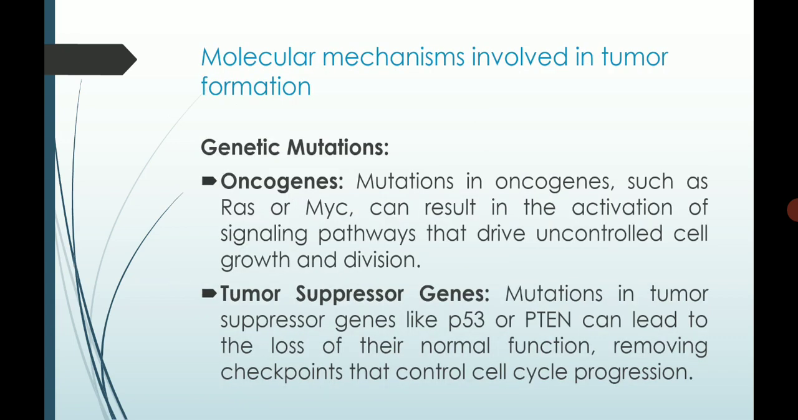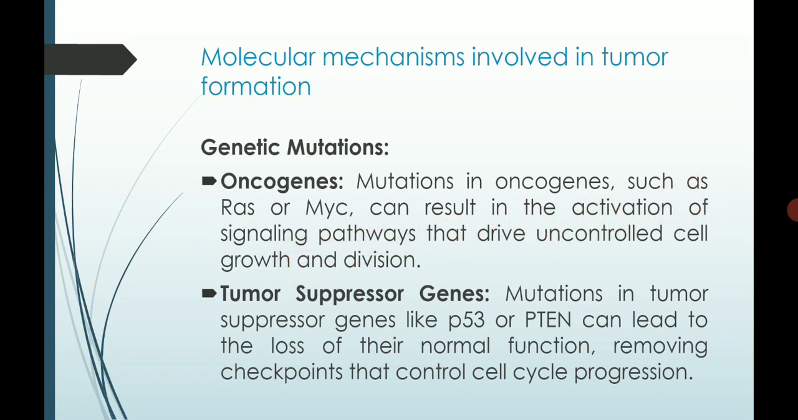Coming to the molecular mechanism involved in the tumor formation, the first one is genetic mutation. We already discussed mutation. Mutation means a change in the genetic material, and mutation is defined as a sudden change in the genetic information. So the first one is oncogenes. If any mutation happens in the oncogenes, such as the RAS gene or MYC, that may activate the signaling pathways that drive uncontrolled cell growth or division.